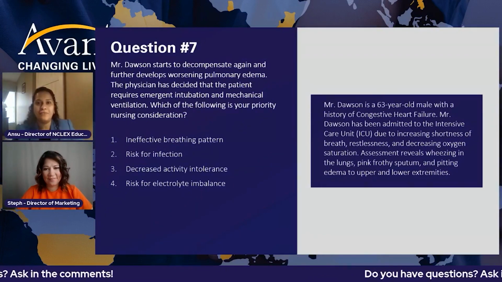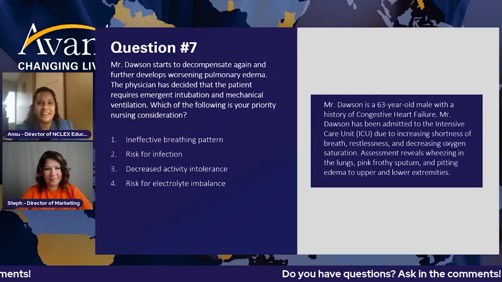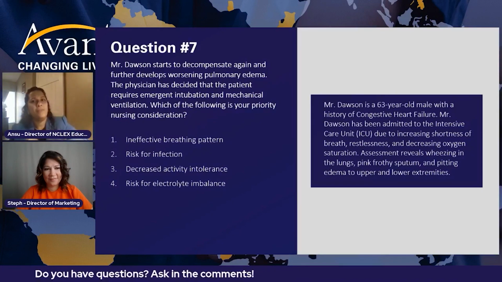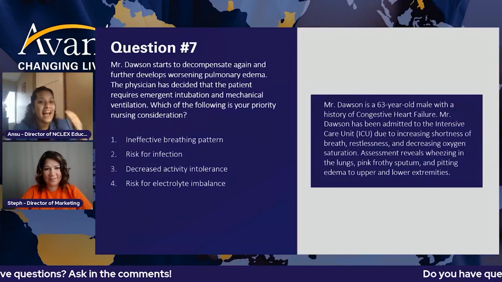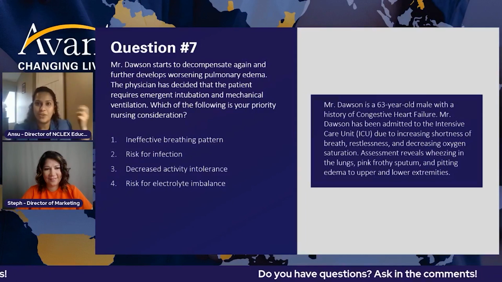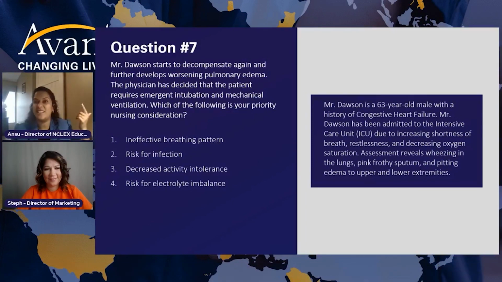It's pretty straightforward strategies that you can apply here because 2 of them are risk, right? Your potential problems can wait. You've got to deal with the active problems, right? So 2 of them are potential problems that you could eliminate. Risk for infection, risk for electrolyte imbalance. They are potential problems, could happen, not a problem right now, eliminate. So you have easily eliminated 2 and you are left with breathing pattern and decreased activity tolerance.